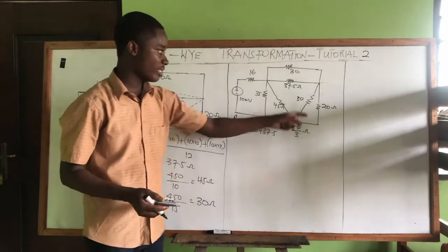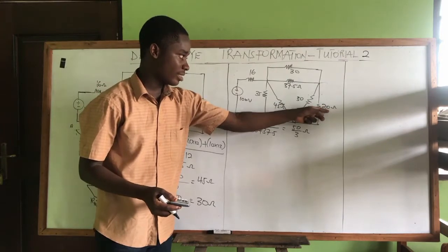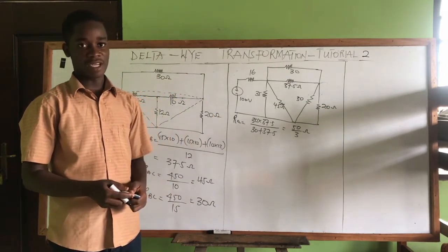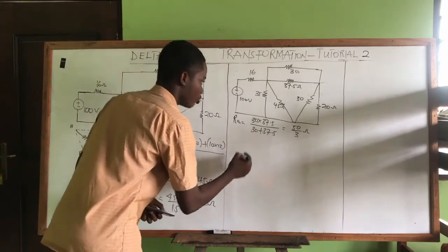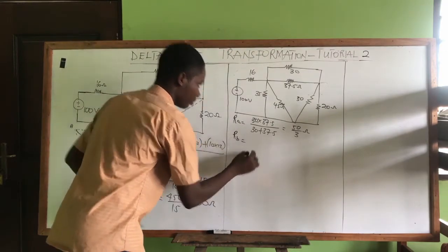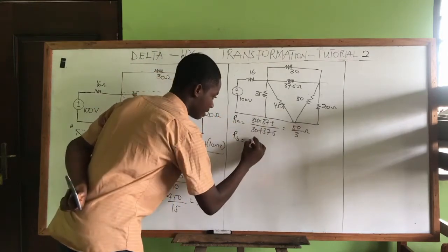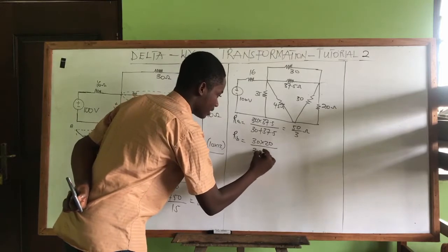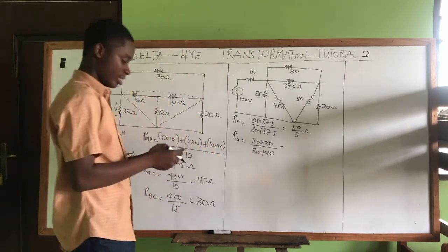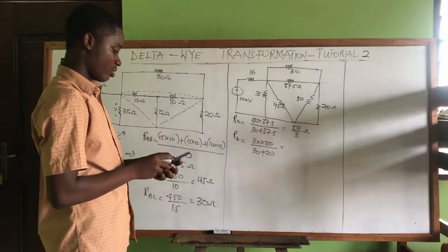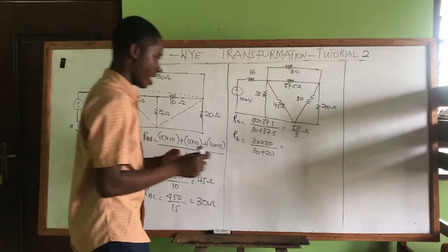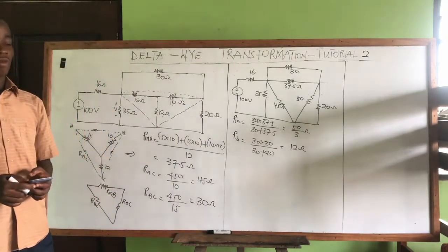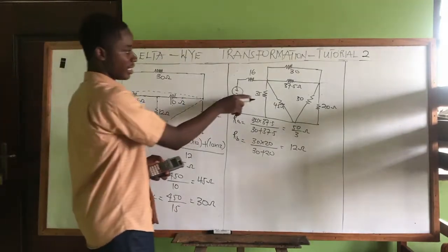But then you can also see this 30 and this 20 are connected in what? Parallel. So we can also find its equivalent. So let's say RB, the equivalent of these two. It gives us 30 by 20 over 30 plus 20, and we have 12 ohms.